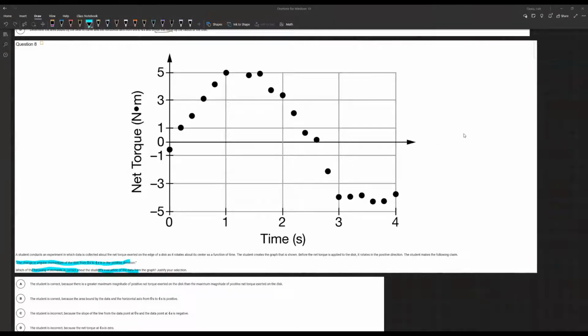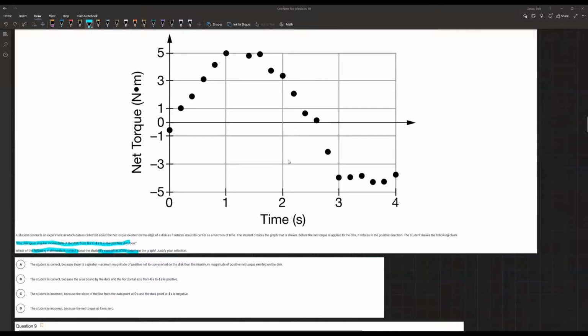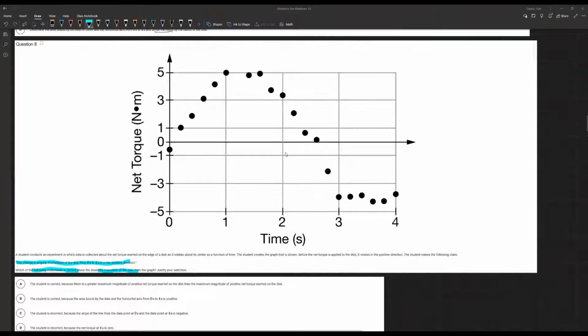All right, we'll call it here in 4 seconds. Okay, let's go ahead and take a look here. So the student is correct because the net torque is 0. Not true. Whoa, let's be careful here. Looks to me like the net torque is partially negative. Let's see here. The student is incorrect because the slope of the line from the data point at 0 seconds to 4 is negative. No.